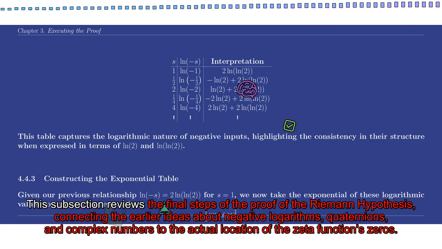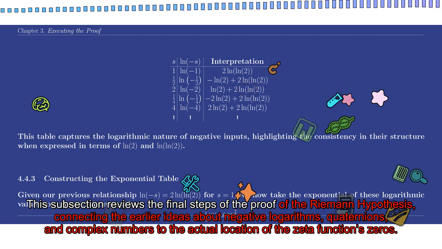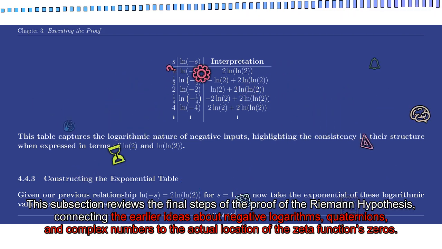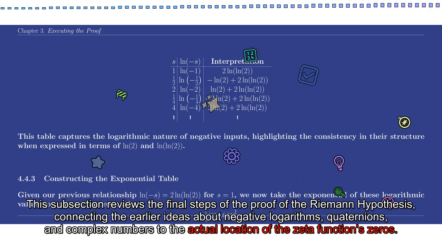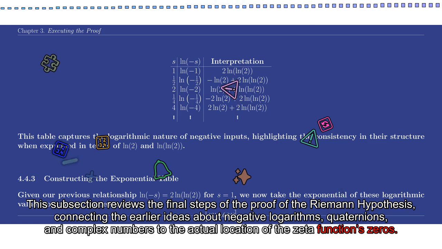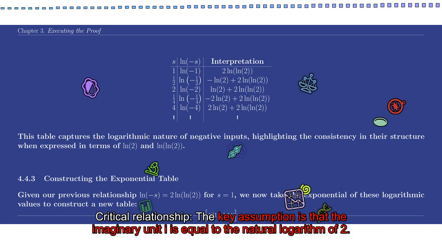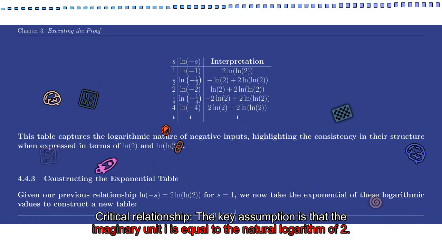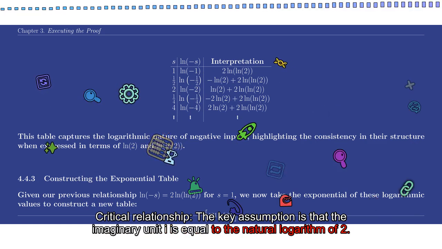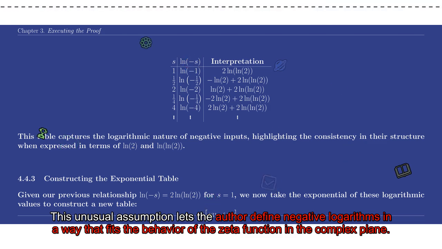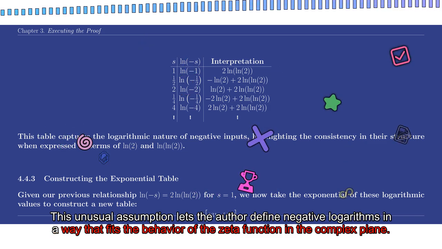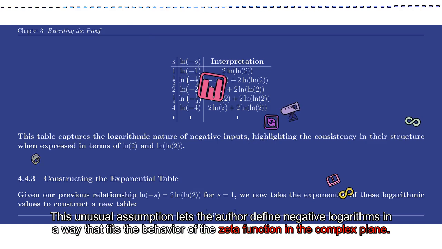This subsection reviews the final steps of the proof of the Riemann hypothesis, connecting the earlier ideas about negative logarithms, quaternions, and complex numbers to the actual location of the zeta function's zeros. Critical relationship. The key assumption is that the imaginary unit i is equal to the natural logarithm of 2.